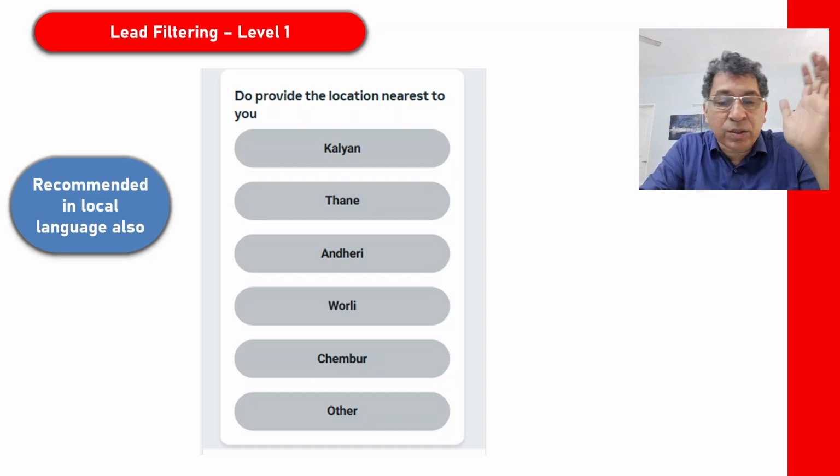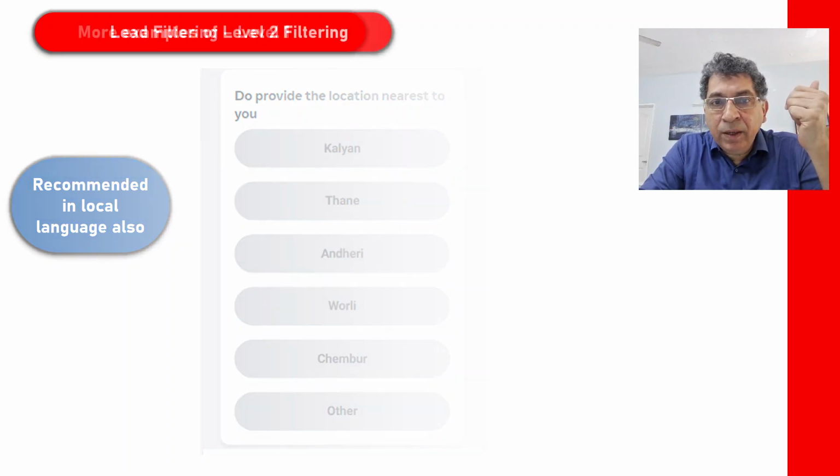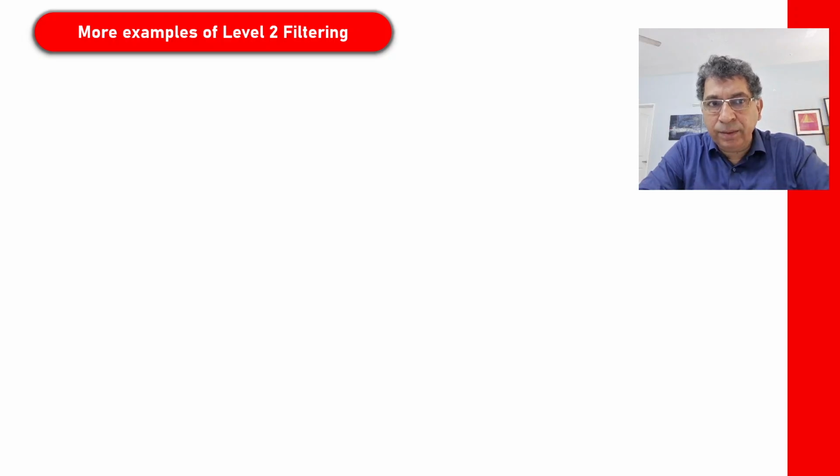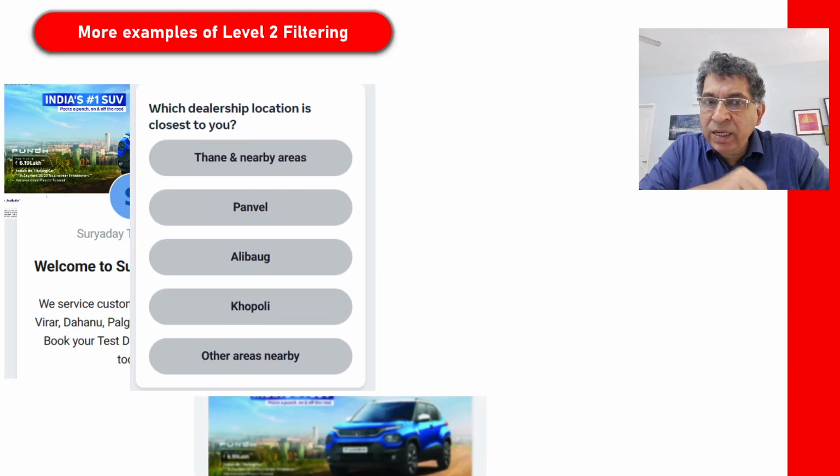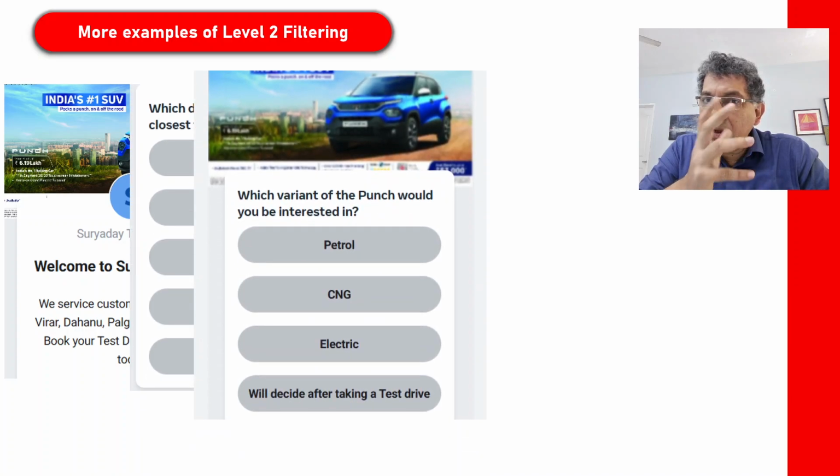Okay, that's our expectation. It doesn't happen all the time, but that's a point. The second point, level 2 filtering, is now we ask more questions to filter, to get a better, higher purchase intent. So here we can ask for area. We can ask, if you're advertising one vehicle which has different variants.